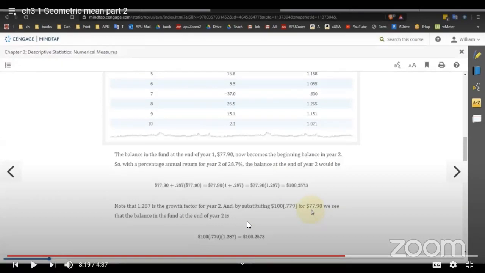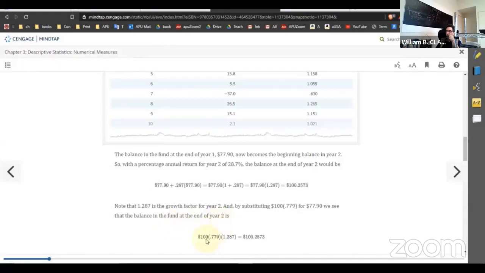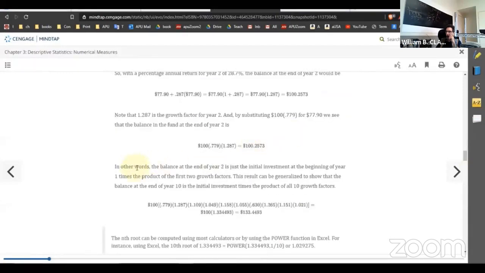Okay. So what we can do is, if we wanted the end of the third year, well, let's keep going. 77.9, we see that the balance in the fund at the end of year two is, so instead of writing 77.90, we could say, well, this is what we started with at the beginning of the entire investment process, $100. Then we did this to it, which made it smaller. And now we're doing this to it, which is going to make it bigger. And the net result is that at the end of year two, this is our balance, or that's the value. In other words, the balance at the end of year two is just the initial investment at the beginning of year one, times the product of the first two growth factors.